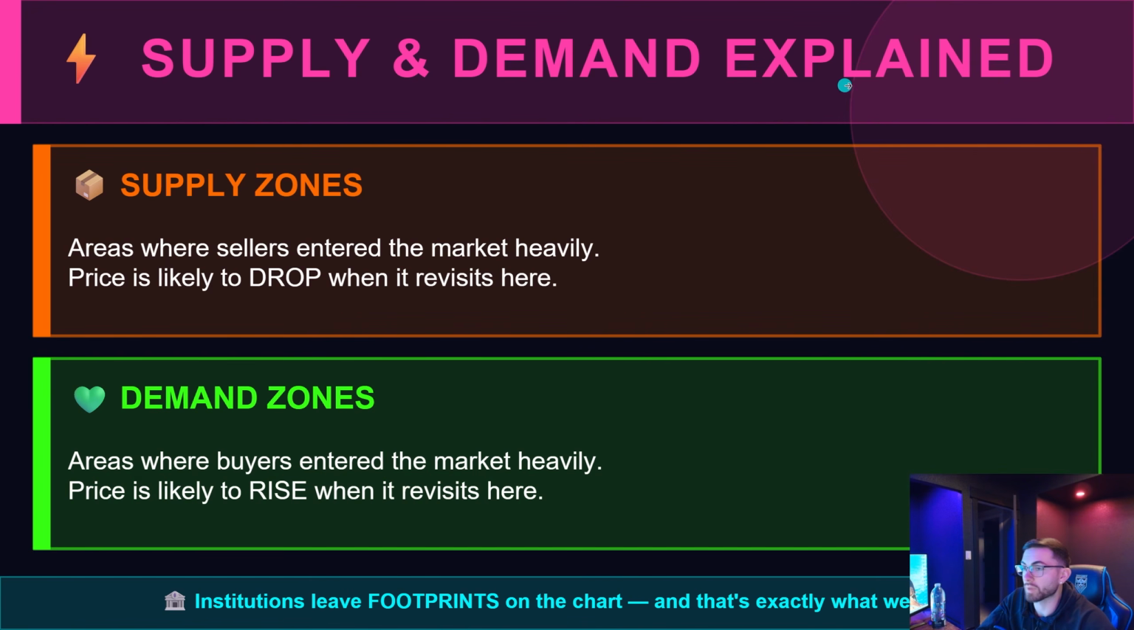Now, what are supply and demand zones? Well, supply zones are areas where sellers entered the market heavily. Price is likely going to drop when it revisits these levels. On the flip side, we have demand. Areas where buyers enter the market heavily and price is likely to rise when it revisits these zones. Institutions leave footprints on the chart, and that's exactly what we want to trade.